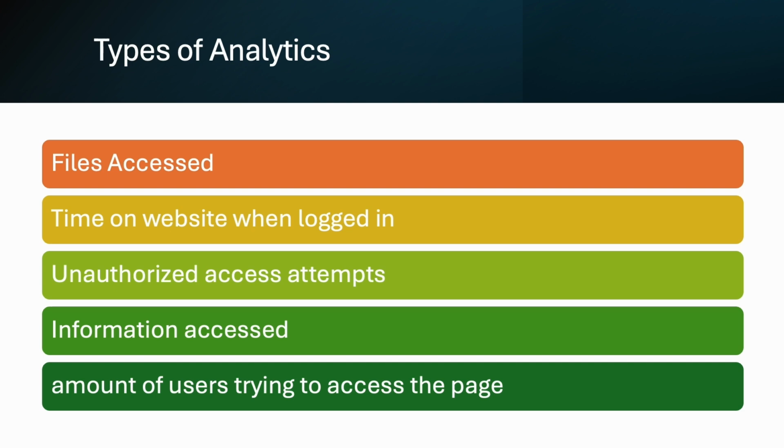Unauthorized access attempts. The system tracks failed login attempts or attempts to access restricted areas. This helps identify potential breaches or areas that might need stronger security measures. Information access. This tracks what specific data or sections users are interacting with, ensuring sensitive information is accessed by authorized personnel. Amount of users trying to access the page. Monitoring traffic to the system helps identify spikes that could indicate distributed denial of service, DDoS attacks, or an unusual increase that needs an investigation.